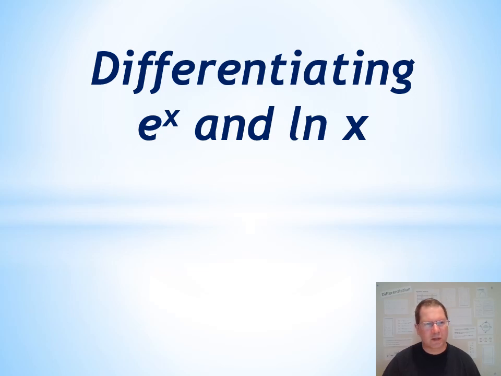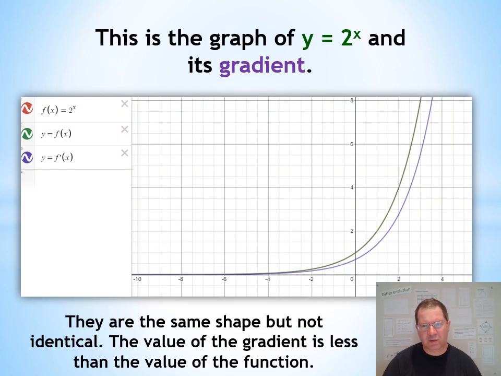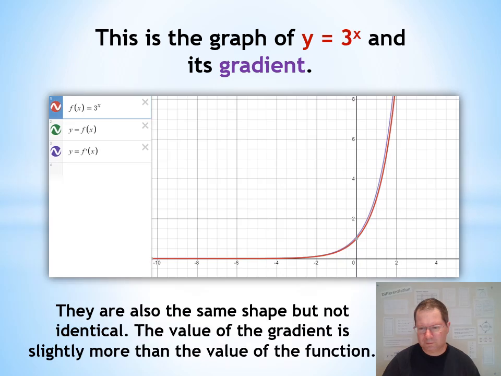Hello, in this video we're going to look at how to differentiate the functions e to the x and ln x. So here is a graph of y equals 2 to the x, that's the line in green, and its gradient is the line in purple. And you can see that they're the same shape, they're both exponential functions, but they're not identical to each other, and the value of the gradient is always less than the value of the function.